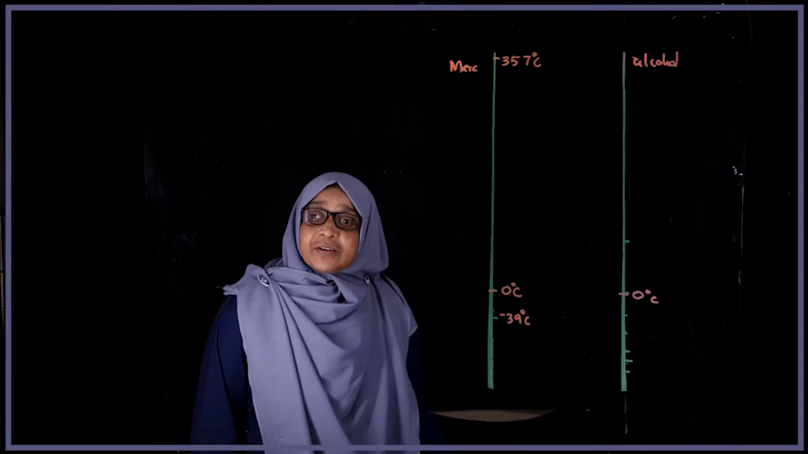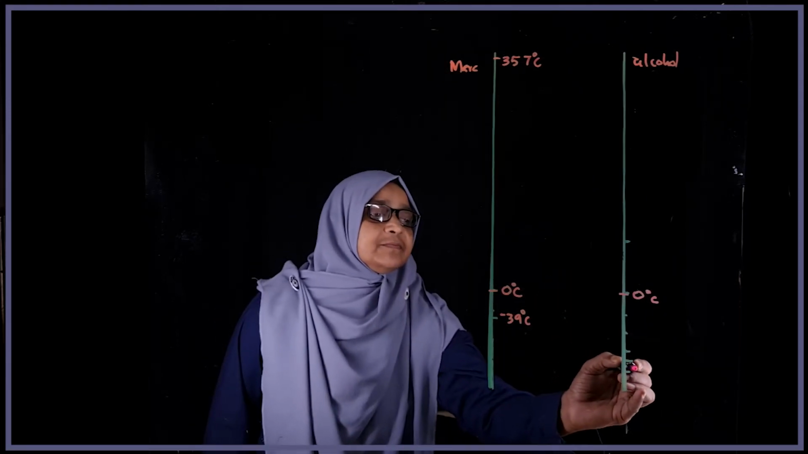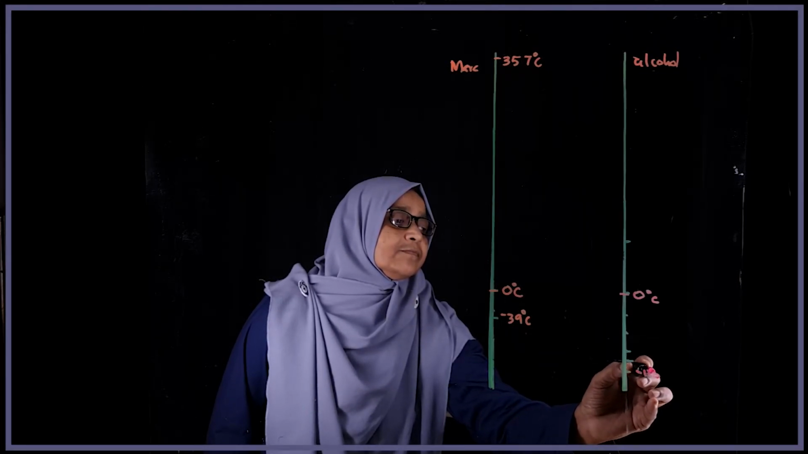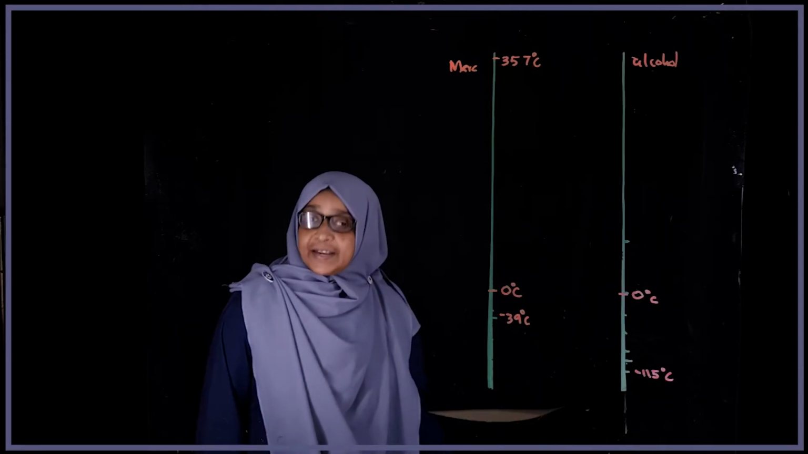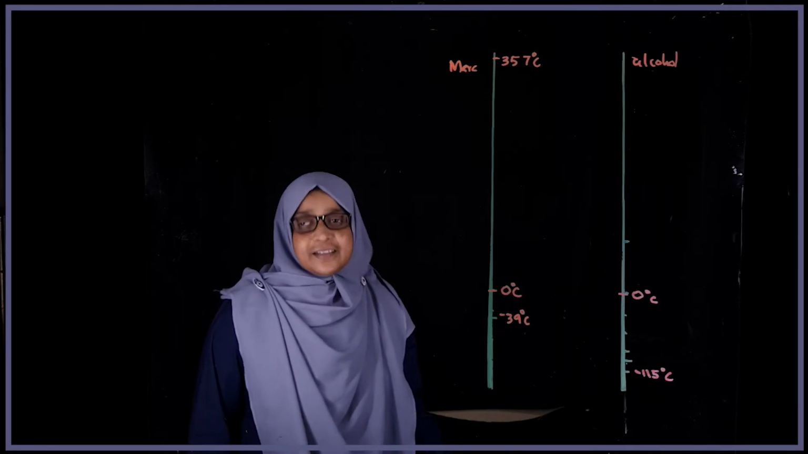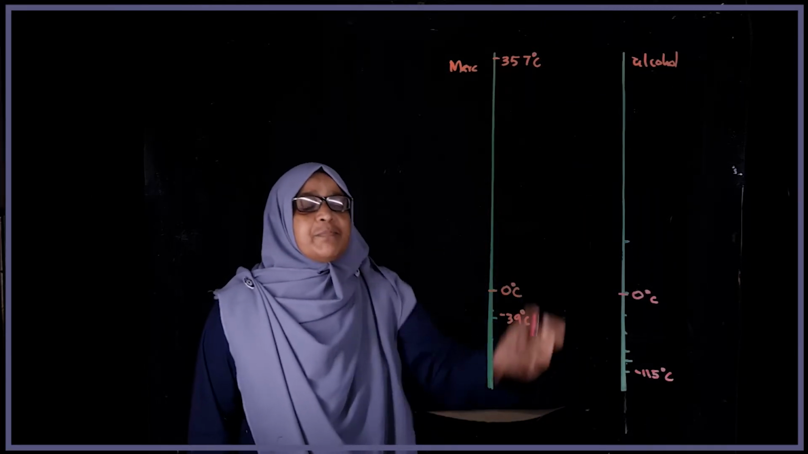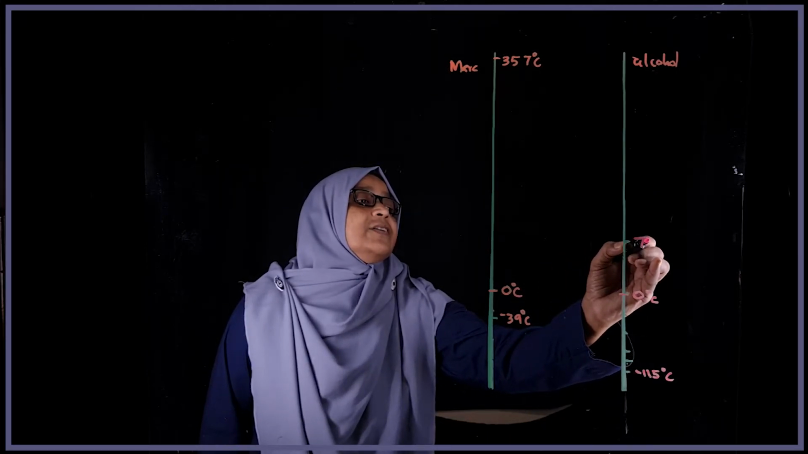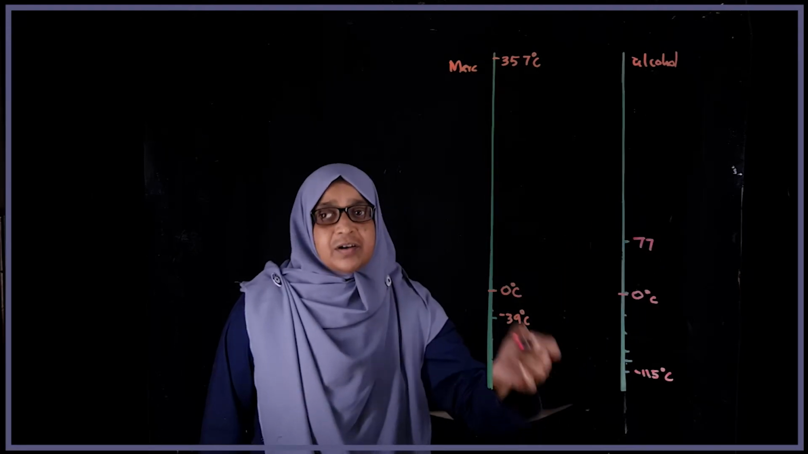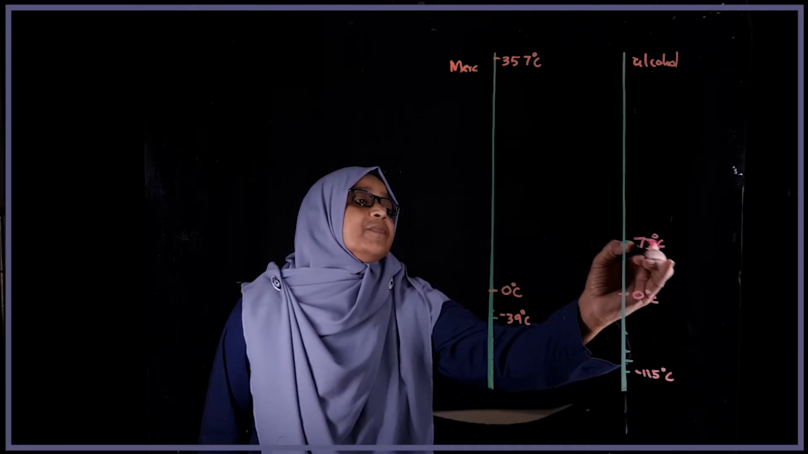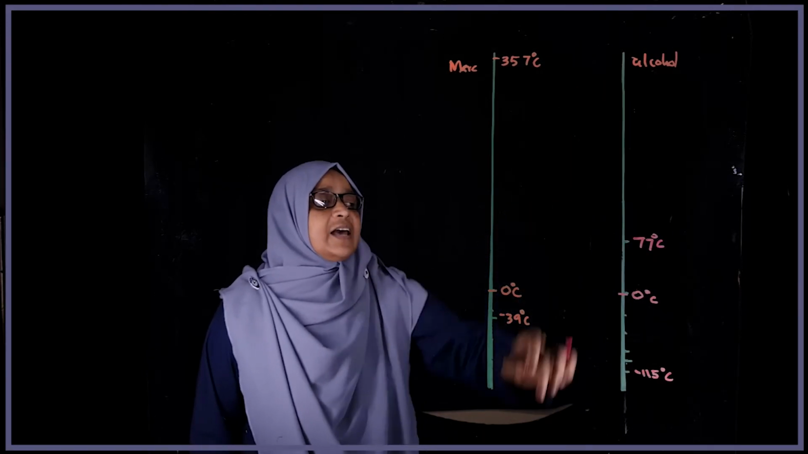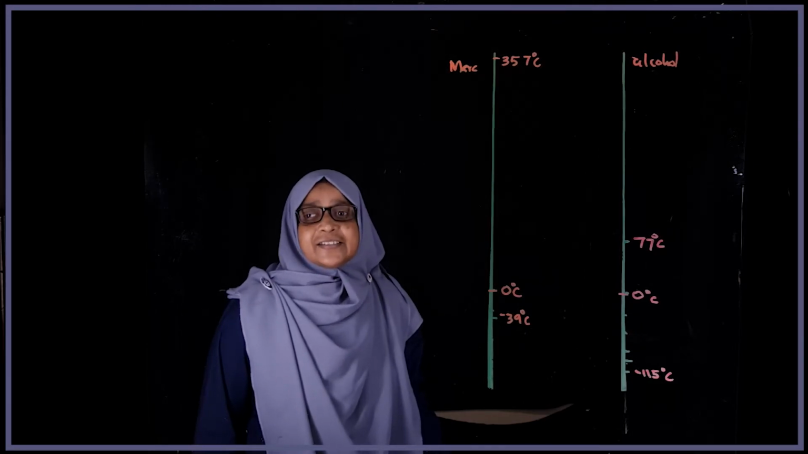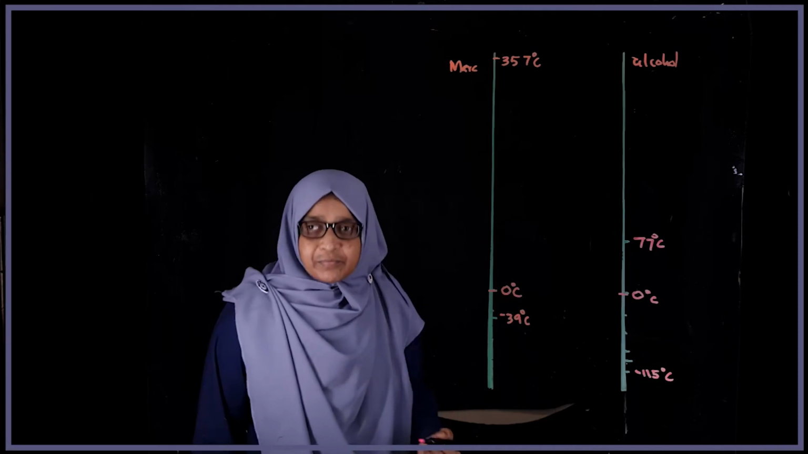The melting point of alcohol is minus 115 degrees Celsius. The boiling point of alcohol is 77 or 78. Around this temperature, the alcohol stays in liquid state and gas state. That is its boiling point.